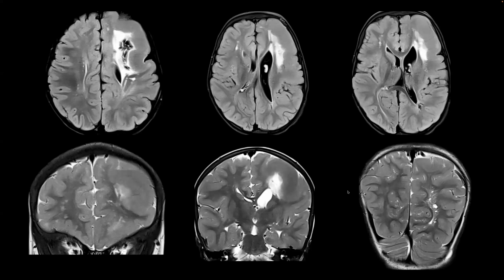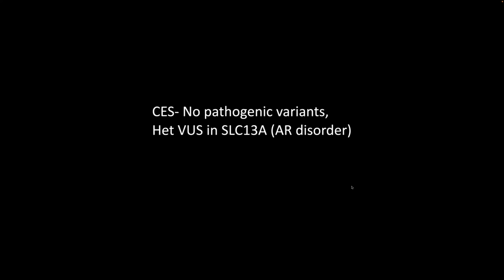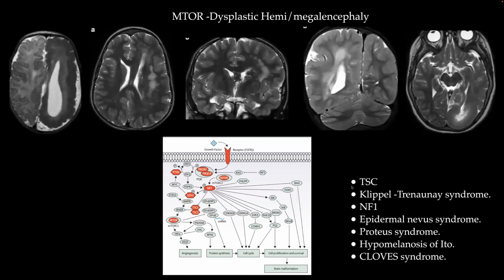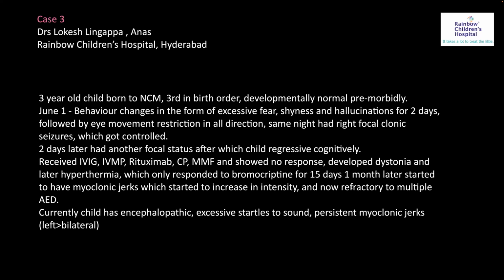Any somatic abnormalities in terms of asymmetry in the limbs? Nothing actually. This kiddo has nothing. Okay. Nothing external. All right. Thank you. Yeah, Anas, over to you.